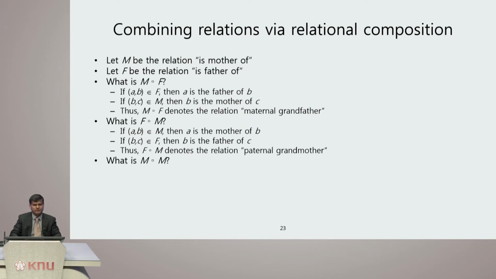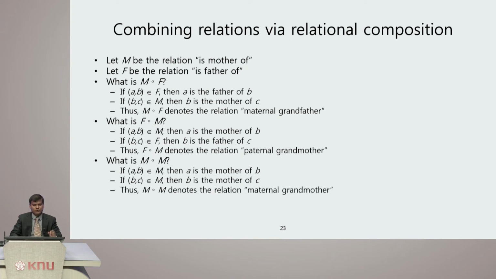Here is another relation, M composite M. If (a, b) is an element of M, then a is the mother of b, and if (b, c) is an element of M, then b is the mother of c. So now we are establishing that M composite M denotes the relation maternal grandmother. Note that M and F are not transitive relations. When we use this relational composition, it can bring other relations that we have just seen.